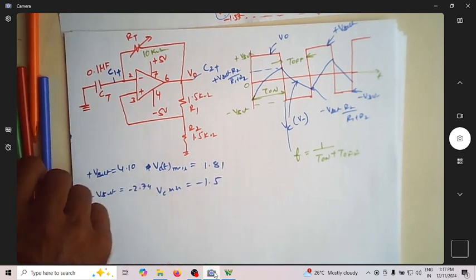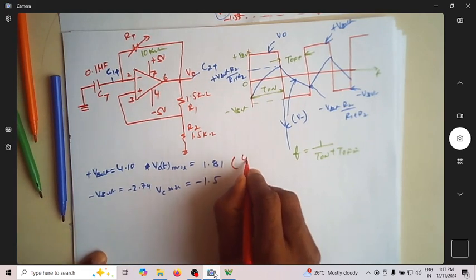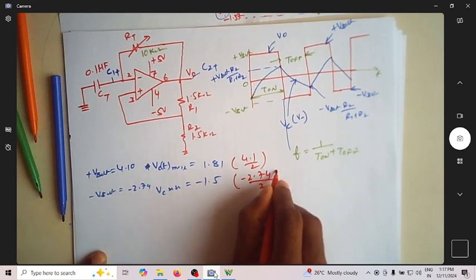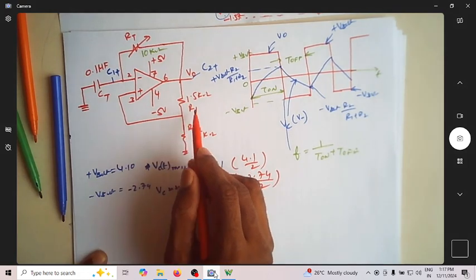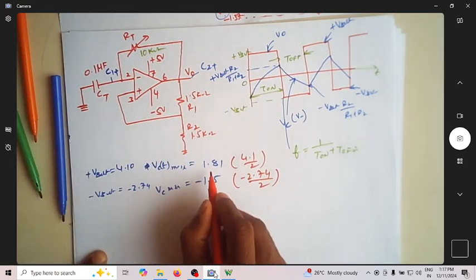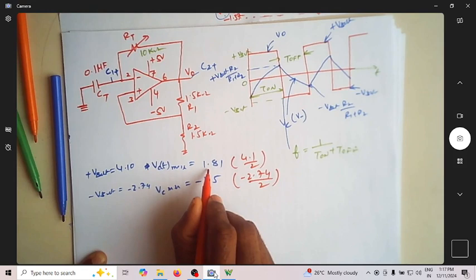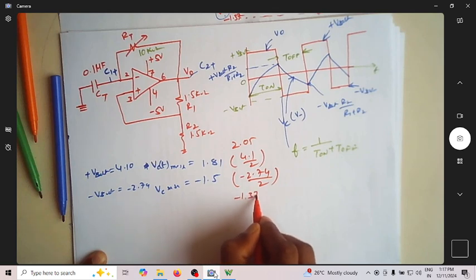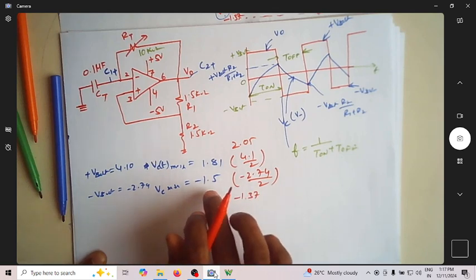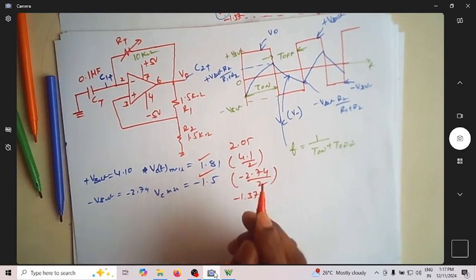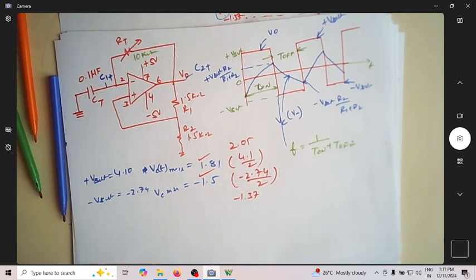Ideally this would have been 4.1 by 2 and this would have been minus 2.74 by 2, provided these two 1.5k resistors are exactly giving the same values. Because of some practical values, this is not exactly 2.05, this is not exactly minus 1.37 volts. So that's okay. This is your maximum capacitor voltage, this is minimum capacitor voltage.